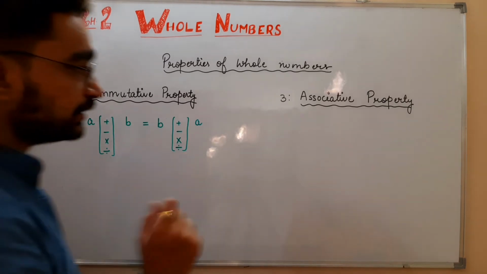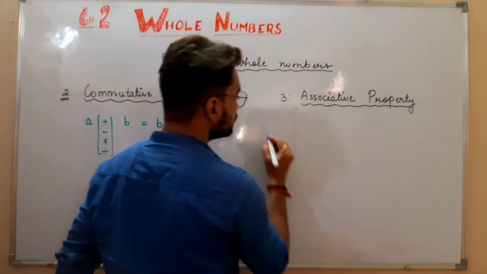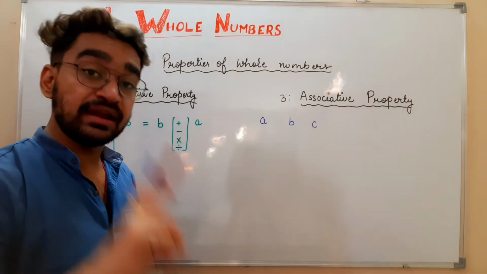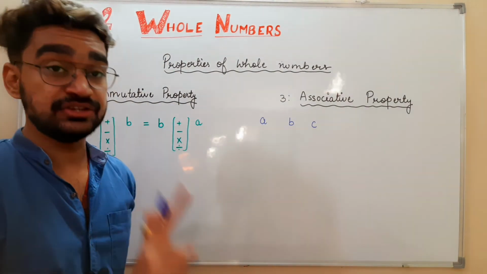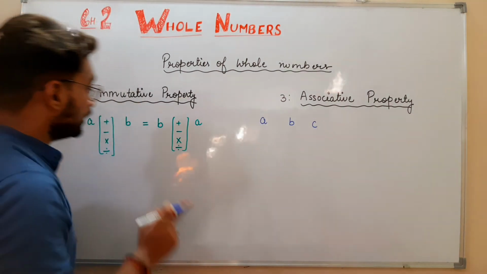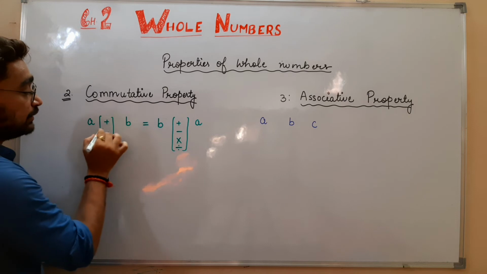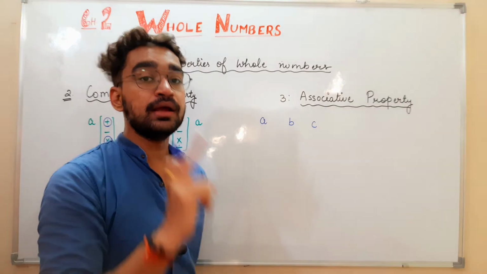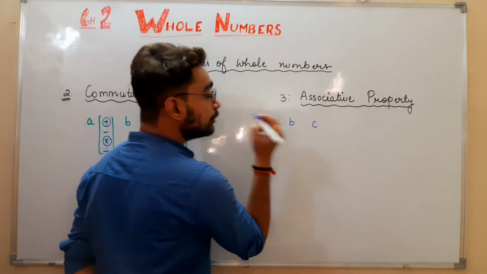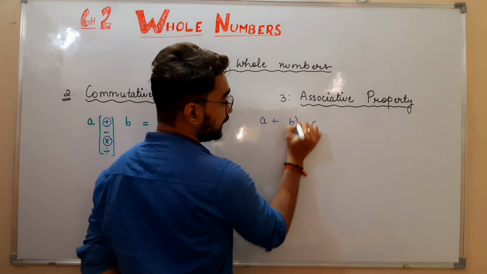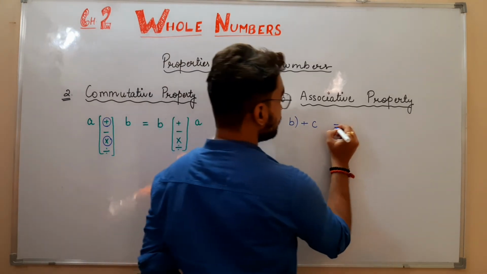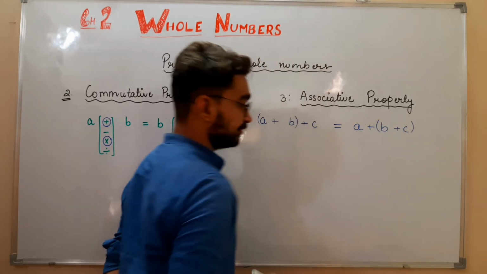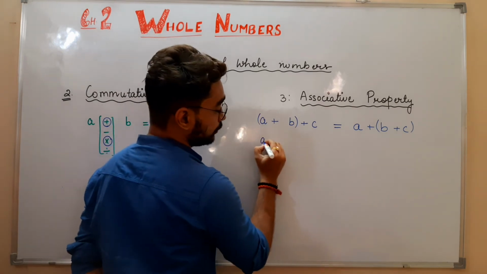So associative property deals with three numbers. Let us check. If we have three numbers like A, B and C, the order of addition or multiplication does not vary, because it is only applicable in the case of addition and multiplication. So associative property will also be applicable under addition and multiplication. It does not matter if I am adding A plus B first, or if I am adding B plus C first.